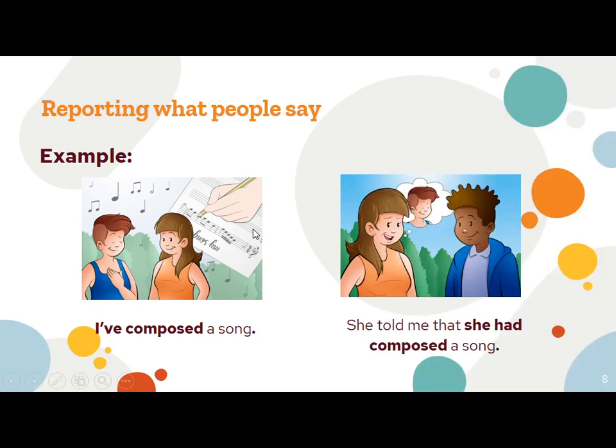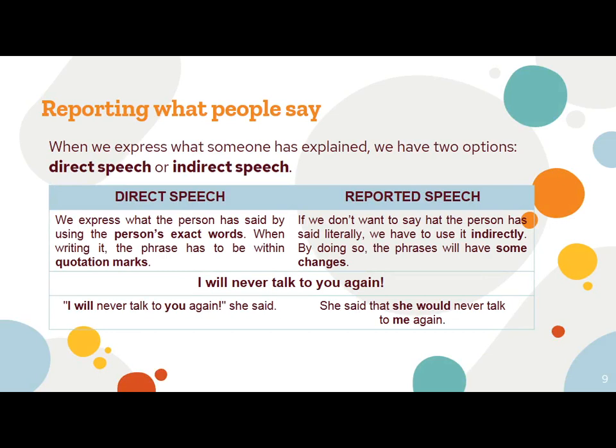Okay, so if you see, what we have right here is that in the first sentence, the expression is exactly what the first person said, but in the second sentence we're retelling what the other person said, not using her words, but my own words. So this is basically what reported speech is. Okay, and so we can add more information. We are going to check the chart that we have right here, reporting what people say. When we express what someone has explained, we have two different options, direct and indirect speech.